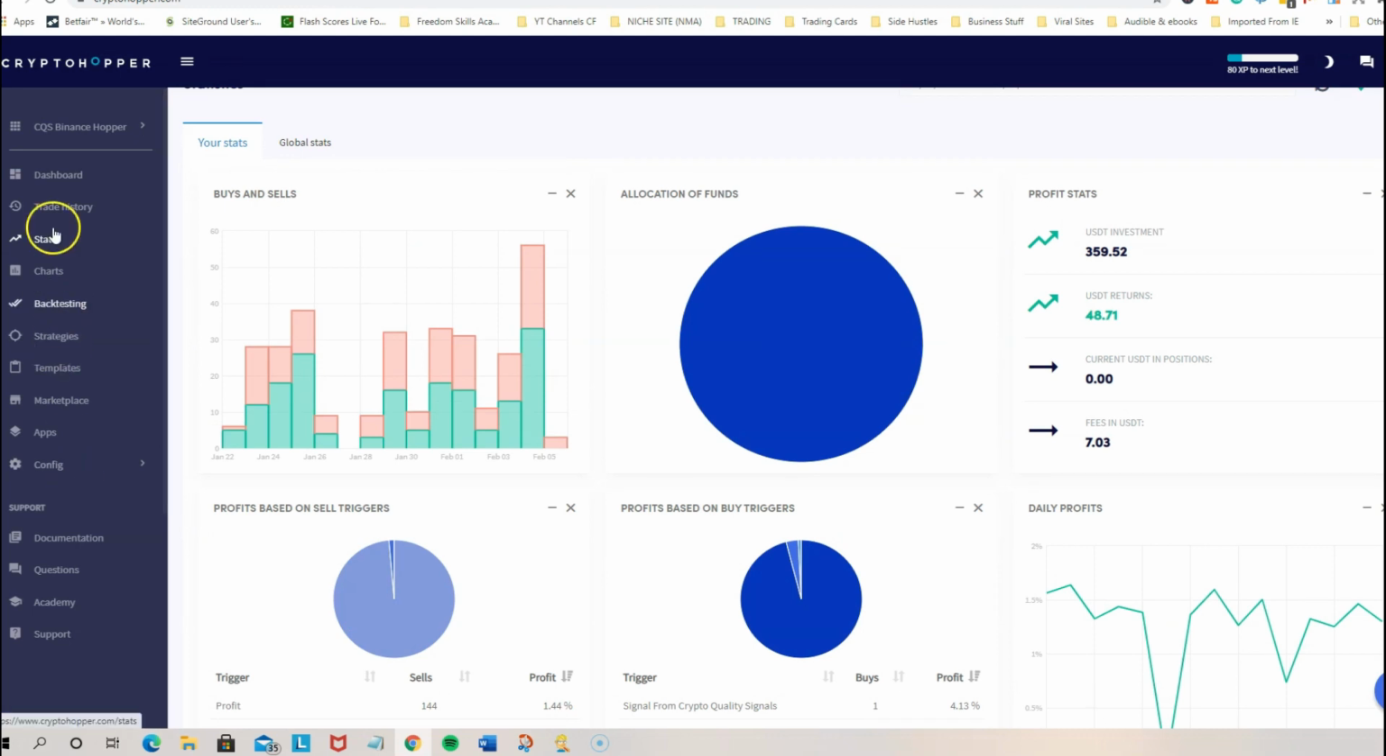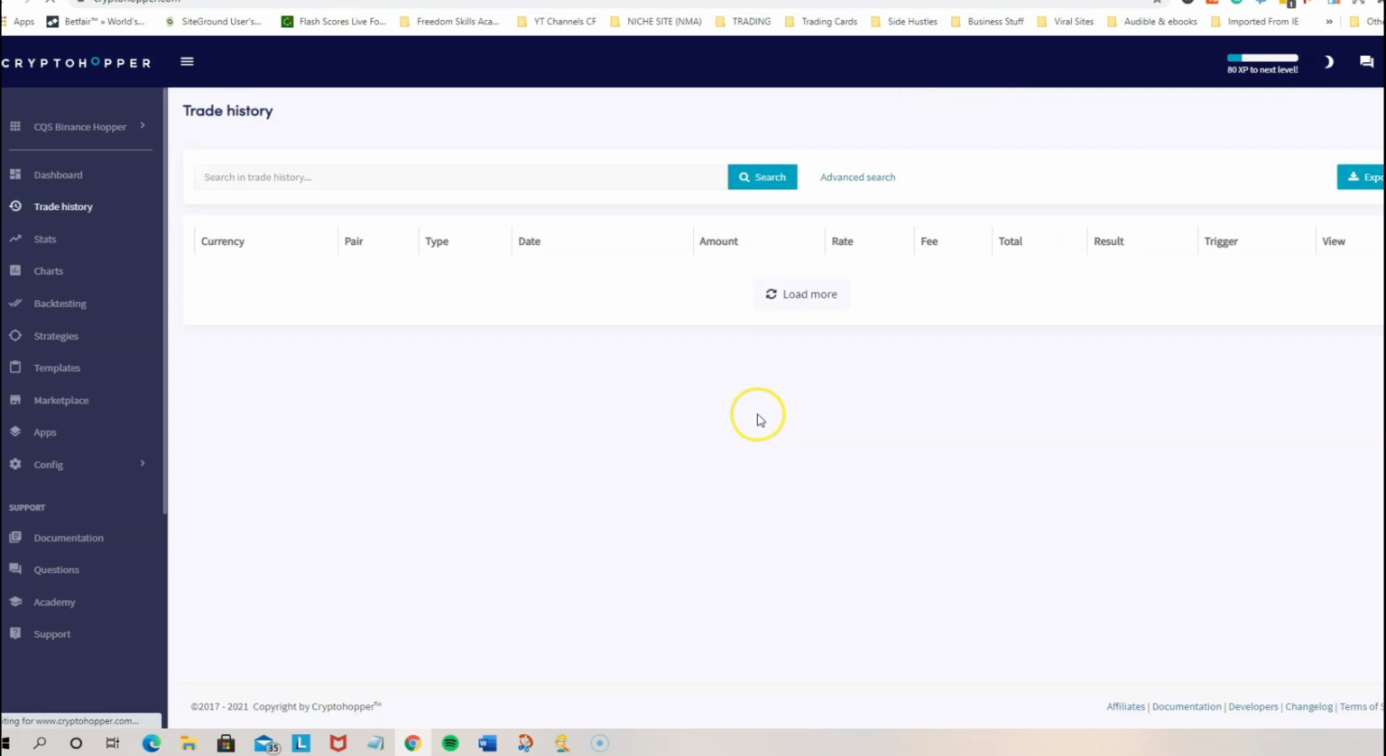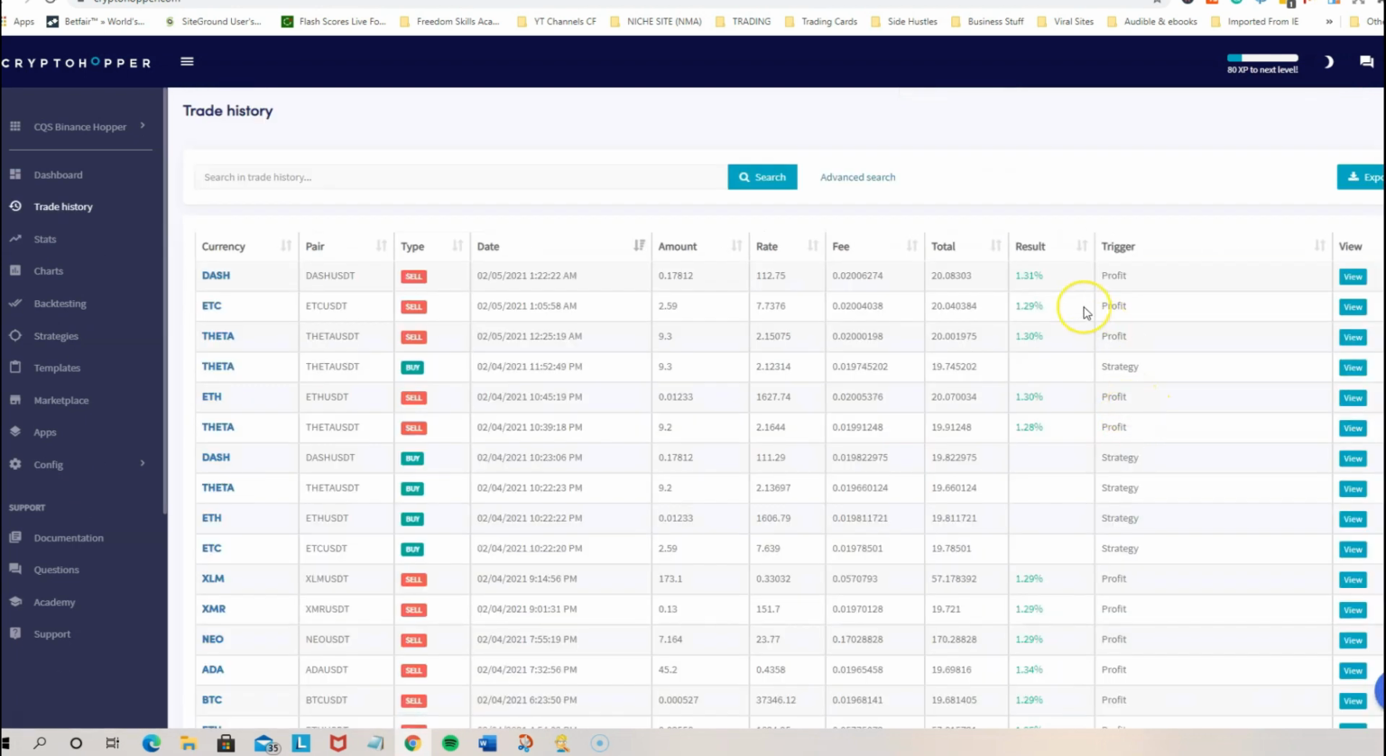So I can show you the trade history, and then you can get an idea of the sort of hit rate, if you like. So these are all the latest ones. You can see there, look, this is today, 5th of the 2nd. So it closed a few this morning. It closed some Dash at 1:20. I didn't do anything, it just done it all automatically. 1.3% profit. Again, some ETC 1.3, Theta 1.3.